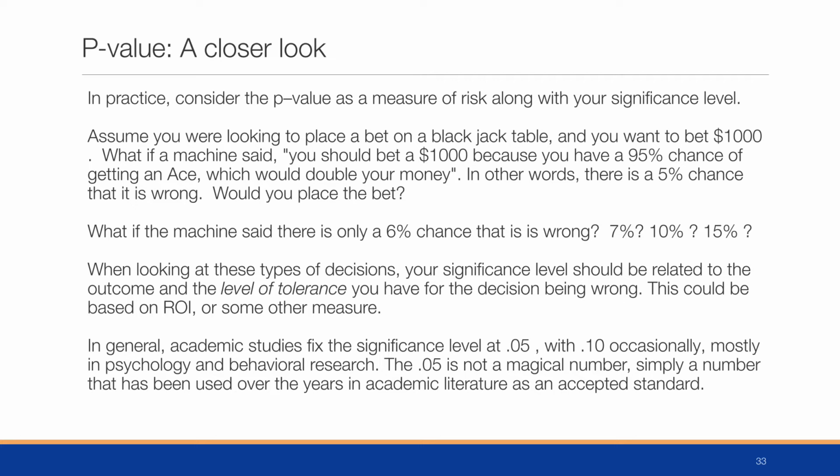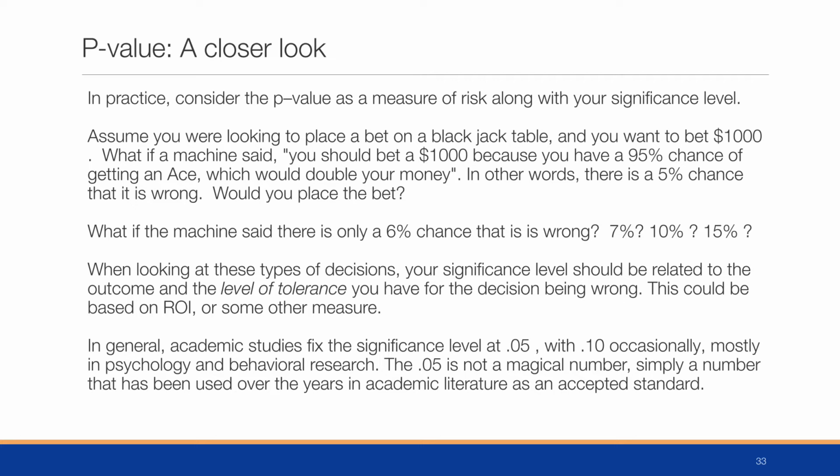Assume you were looking to place a bet on a blackjack table and you want to bet $1,000. What if you had a machine that said, you should bet $1,000 because you have a 95% chance of getting an ace, which would double your money? In other words, there's a 5% chance that it's wrong. Would you place the bet? What if the machine said there's only a 6% chance that it's wrong? What about 7 or 10 or 15? Would you still place the bet?